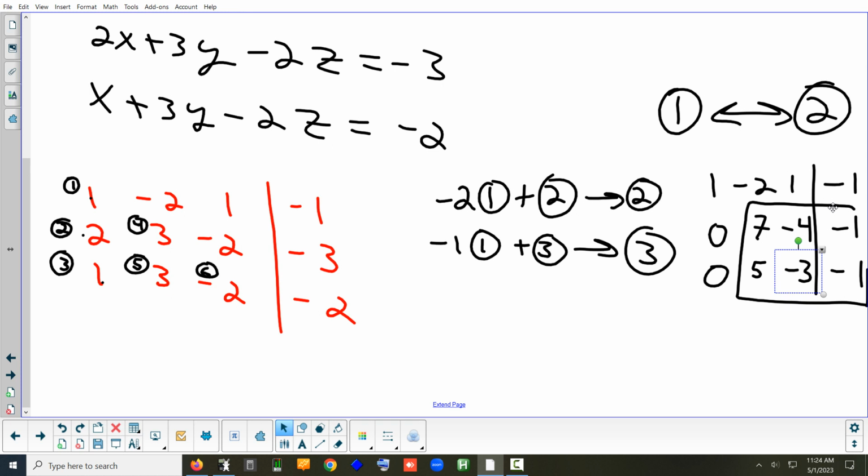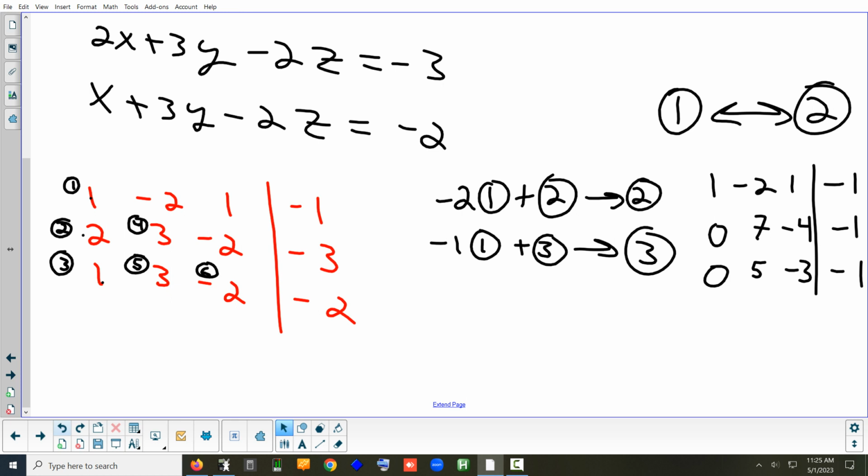Okay, so now the next thing we have to deal with is the item in position 4. What do we want position 4 to be? We want it to be a 1. So there's only one way that we can make this a 1, and that would be by multiplying this row by what? 1/7.